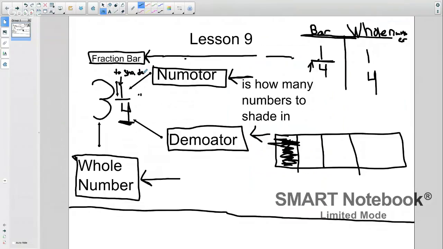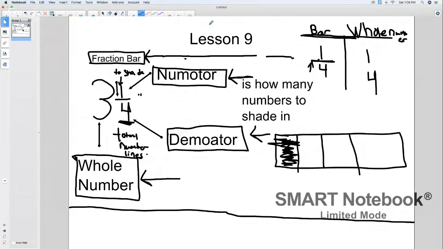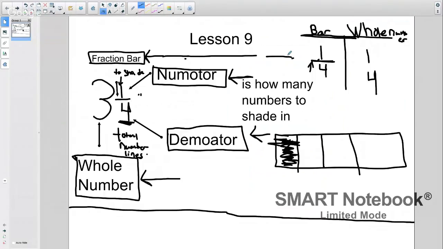It is to shade. The numerator is the shade. The denominator is the total. That's what it is, easy. And this is just a review of that. Whole number. This is how it works.